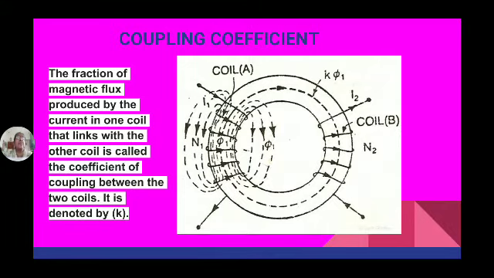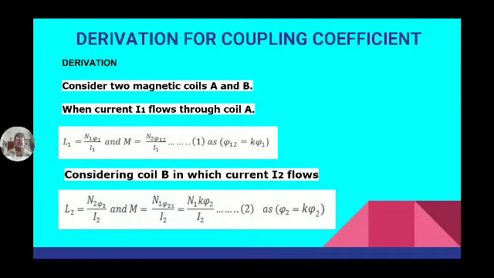Here we have two coils, coil A and coil B. Coil A is given the supply, so current I1 passes through coil A. The core is a circular shape, and some part of that flux, K times flux phi 1, is linked with coil B. If the flux is 100 milliwebers and 70 milliwebers is linked here, then K is 0.7. So how can you derive the equation for the coupling coefficient?